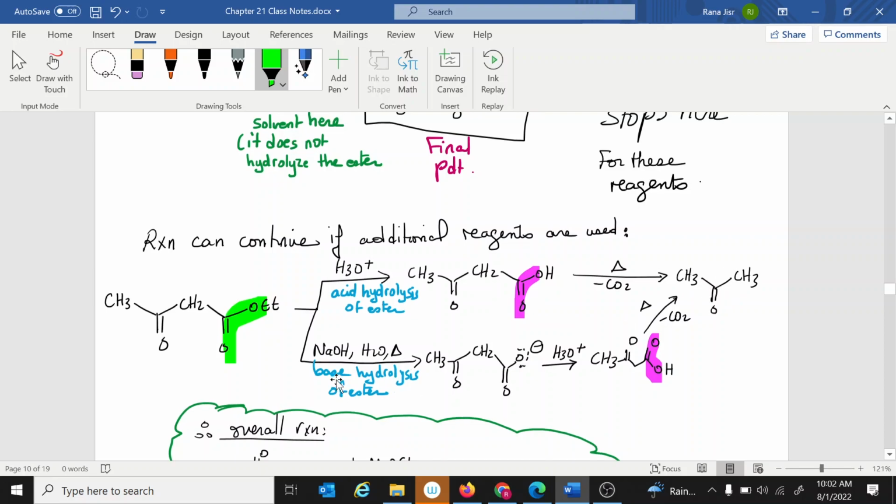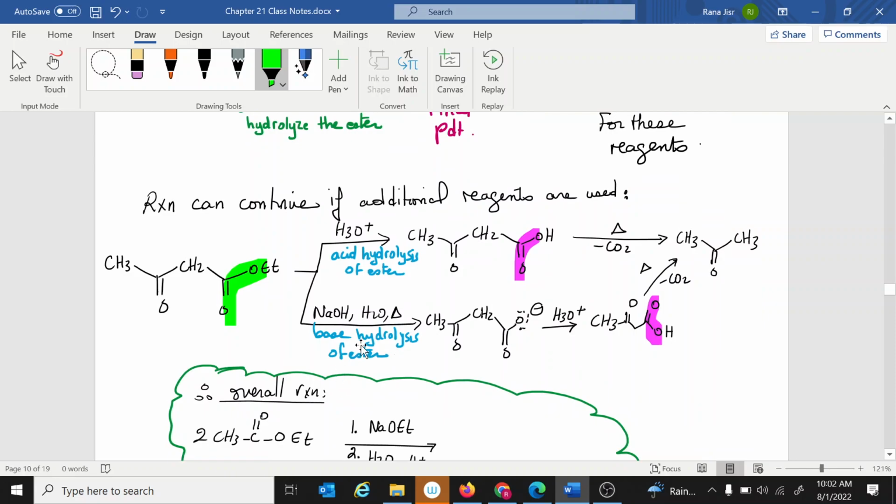Or I can go with ester hydrolysis in basic medium. Instead of doing H3O+, I can do NaOH, water, and heat. And this is the base hydrolysis of ester. In this case, I'm going to form the conjugate base of the acid. Then I would need to add an additional H3O+ and make it an acid. And then with heat, I would get the same product as well.